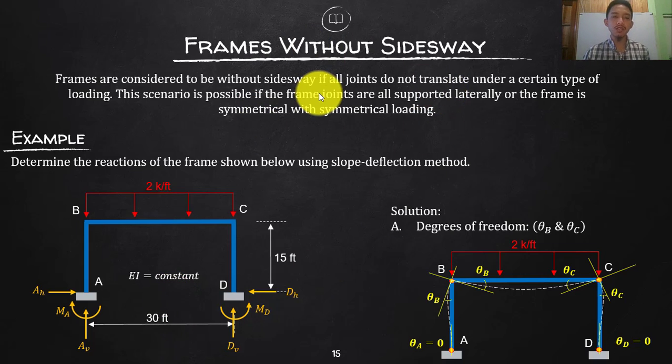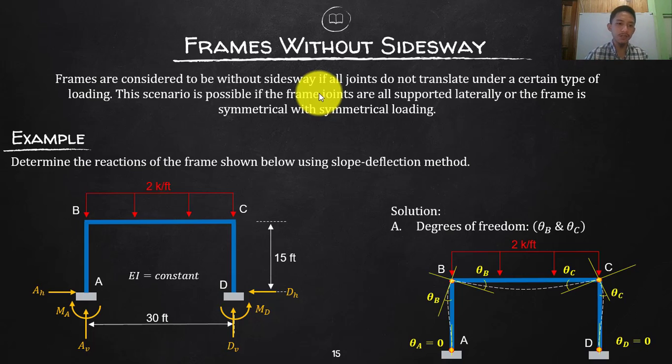This is very important for you to attest if your frame structure is without sidesway or with sidesway. Because if you try to recall our formula on the slope deflection equation, isn't it that you have there theta on the other end and theta on the other end with the delta in the equation, which speaks about the relative deflection of both ends.